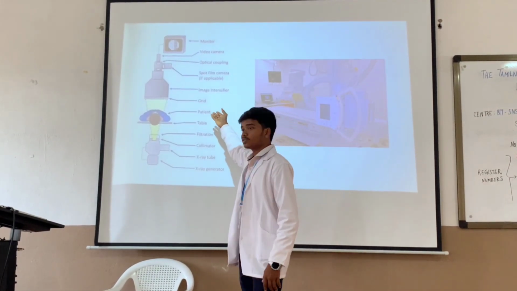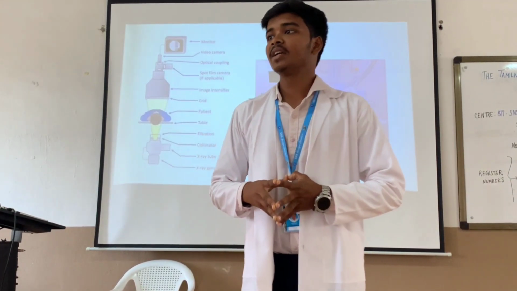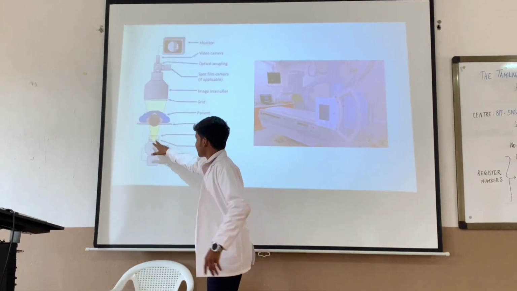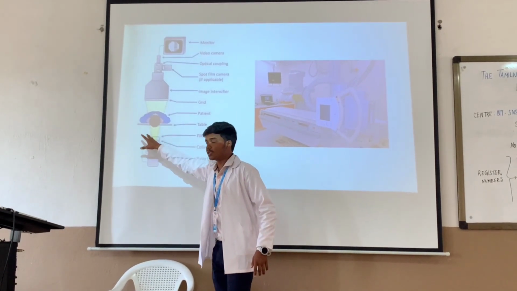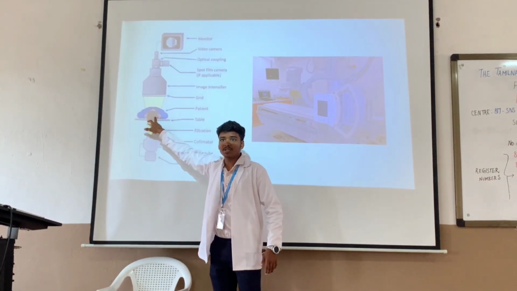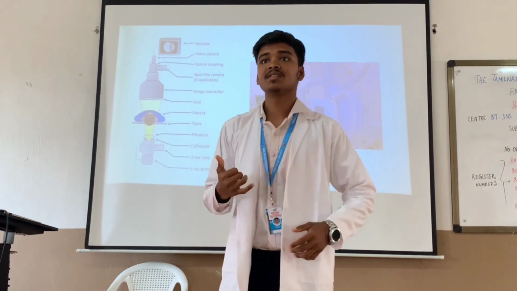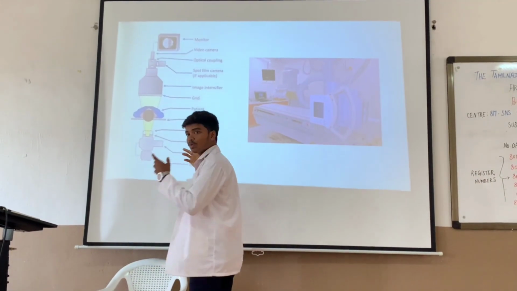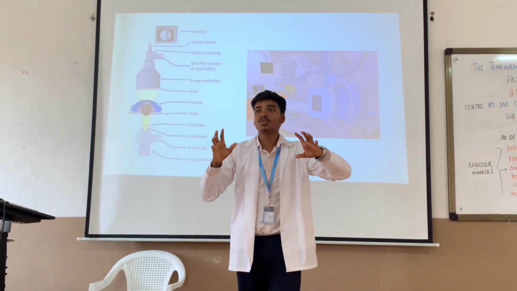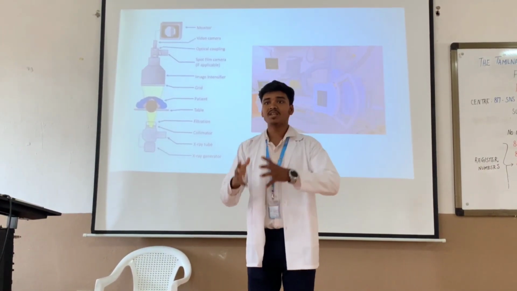Then the grid. So what is the grid and what is the function of the grid? The grid removes scatter radiation. When X-rays enter the patient, that is the primary radiation. After entering the patient, some of it is reflected; that is scatter radiation. So in order to remove the scatter radiation, grids are used. The grid function is to remove scatter radiation and increase the image quality.